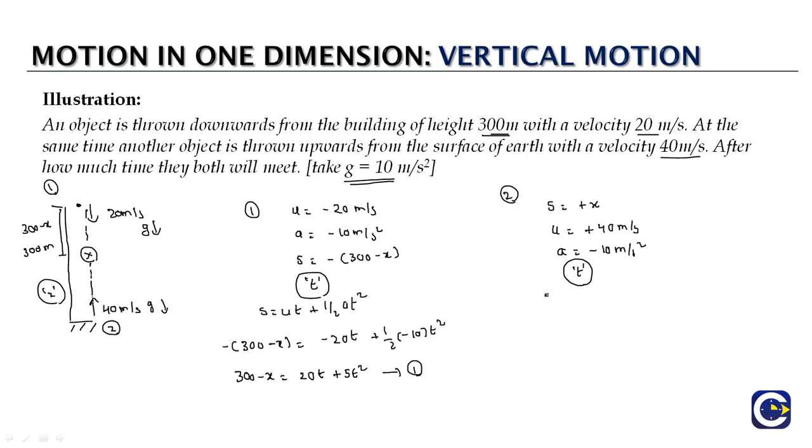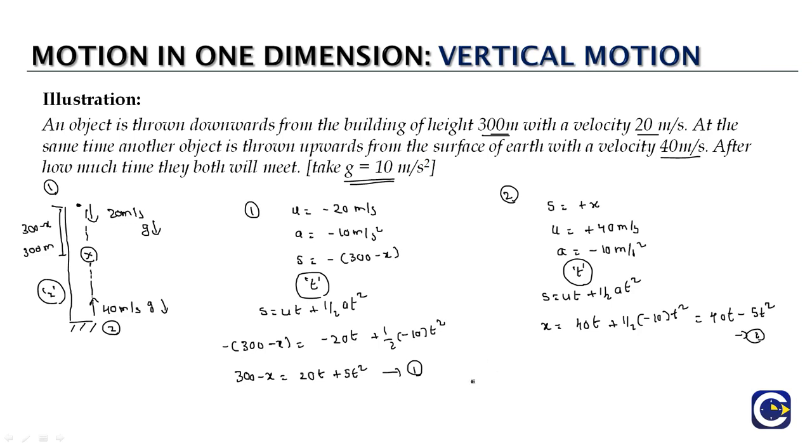Here also we have s is equal to ut plus half at square as the relation. So x is equal to ut, which is 40 into t, plus half into a, which is minus 10, into t square, which means it will be 40t minus 5t square. Now from this equation we have the value of x is equal to 40t minus 5t square. We can take the value of x and substitute in the first equation.